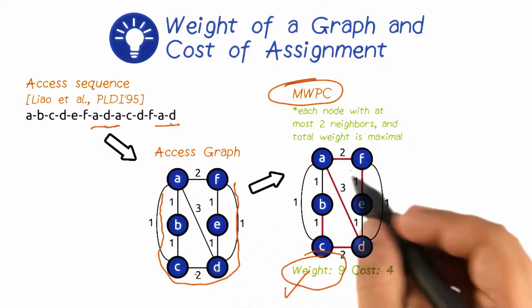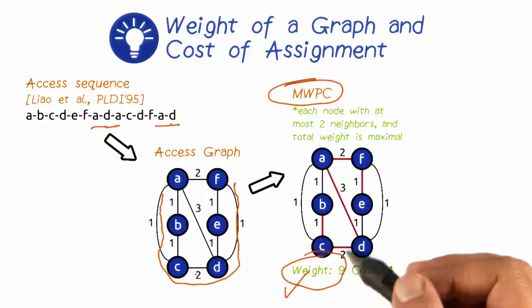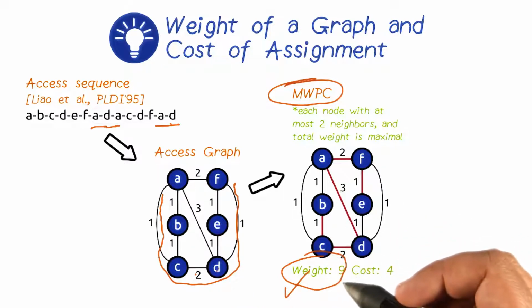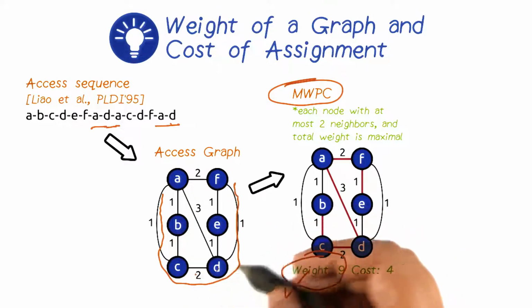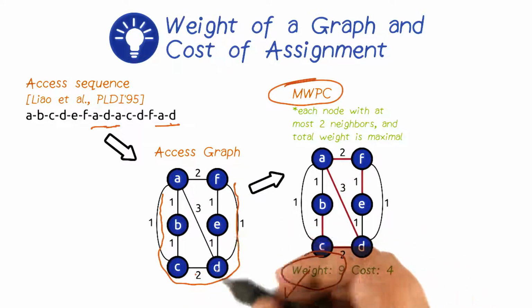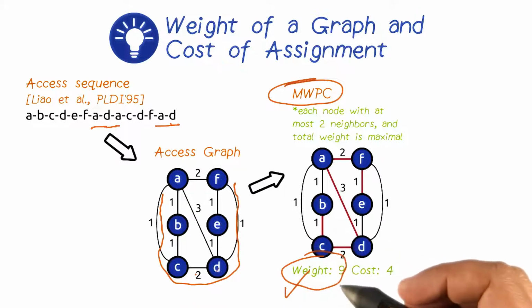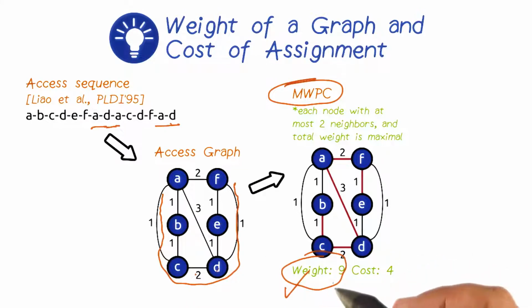You can verify that this happens to be the maximum weight path cover here. In other words, if you try finding different covers as I showed here, one of them, and finding their weights and compare it with the weight of this cover, the weight of this cover is higher than that, and that's why this is a maximum weight.